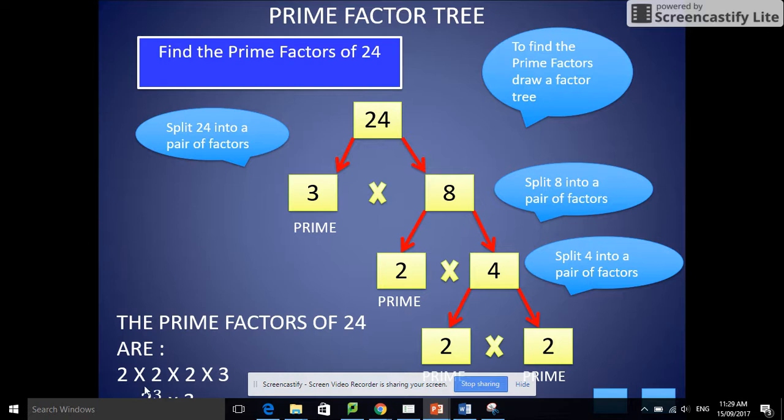So the prime factors of 24 are 2 times 2 times 2 times 3, and then we say 2 to the power of 3, because we're simplifying it, times 3, because there's only one of them.